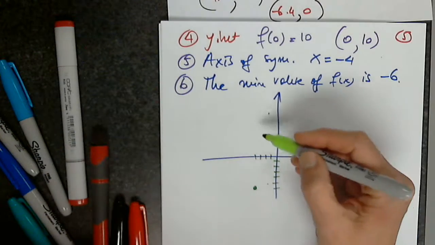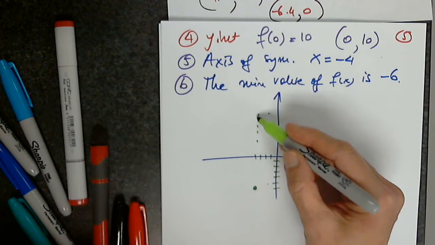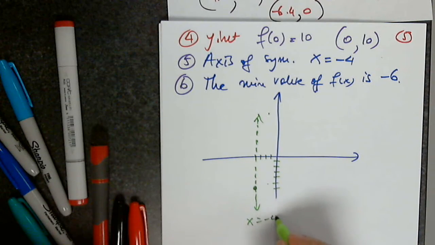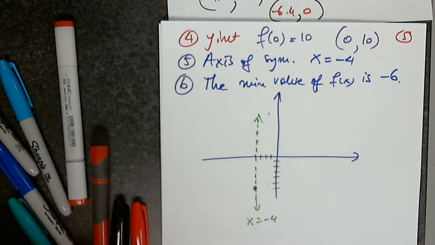My next step is the axis of symmetry. It's not part of the graph. I have to graph it, though, to make sure I keep the graph in shape, symmetric with respect to this line, but it's not part of the graph.